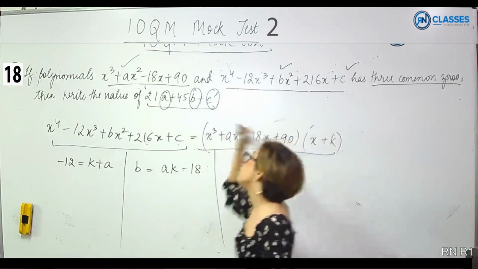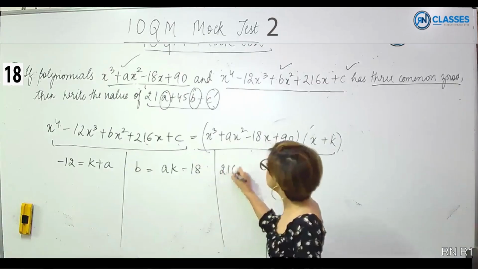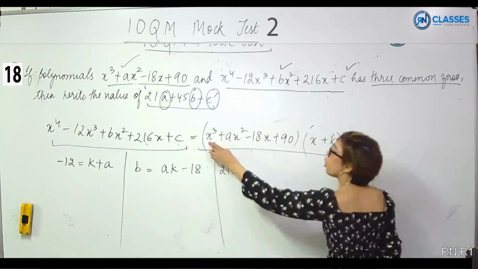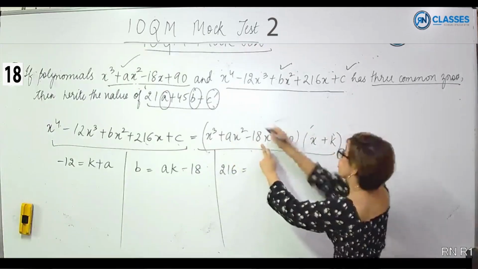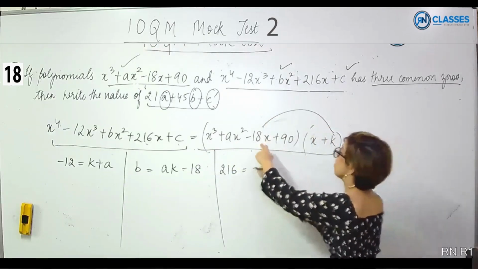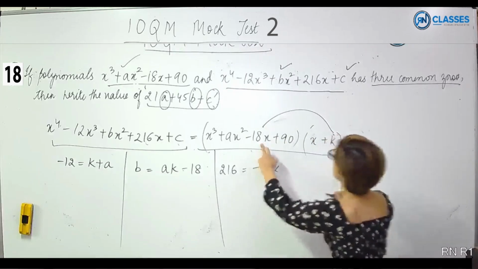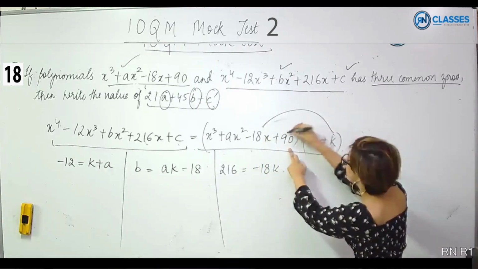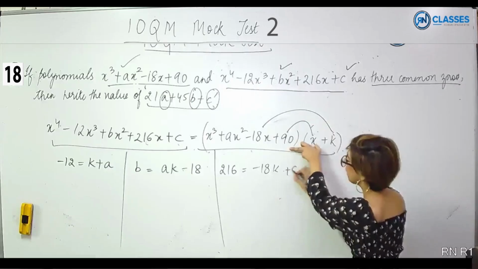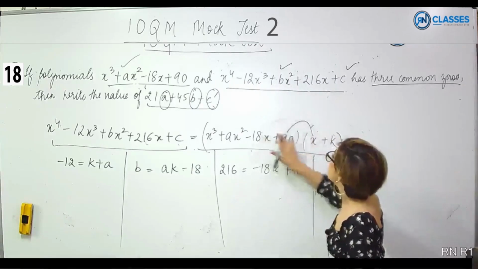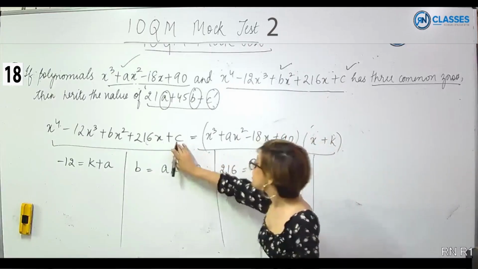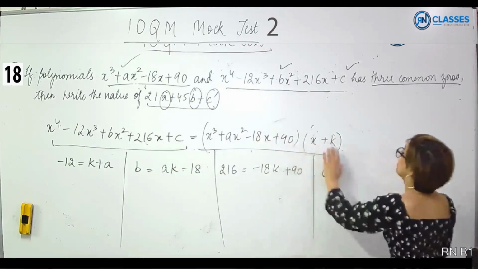Now, the coefficient of x, which is 216, is equal to: I will not get it from here, maybe I can get it from here, so that is minus 18k. Plus, anything else from here? Yes, the coefficient of x, so plus 90. Cool? Done. And last, obviously, the constant term. He says the constant term is c. Here the constant term is 90k.